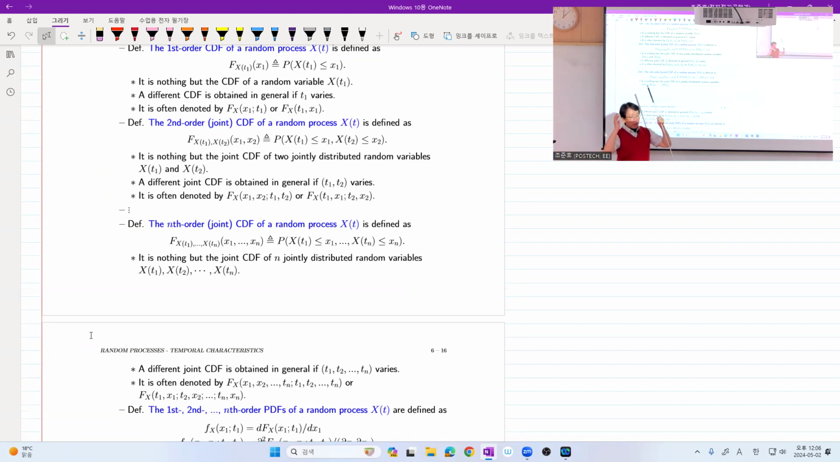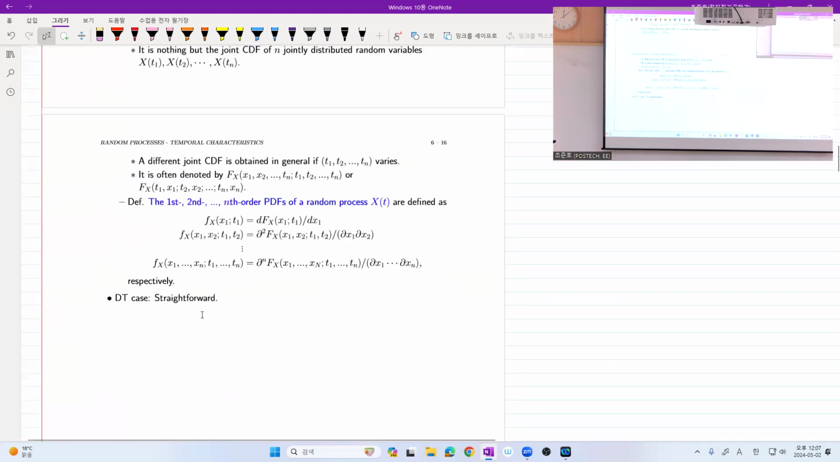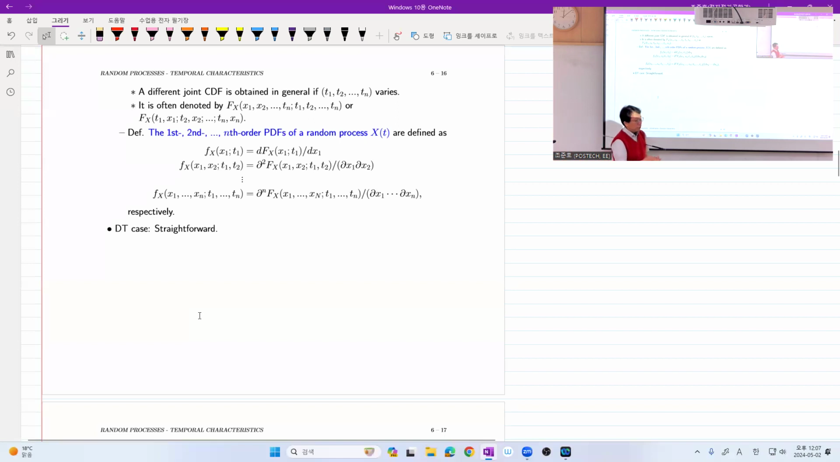So now you choose some very large n, take that many random variables from the random process, and put them together. You now have the nth-order CDF of a random process. When marginalized, this must be consistent with the previous steps, n minus one, down to the second- and first-order CDFs. Got it? And as we did for the PDF of a random vector, we can define the first-order, second-order, any nth-order joint PDF of a random process by differentiating the nth-order joint CDF. The discrete-time case is also straightforward.